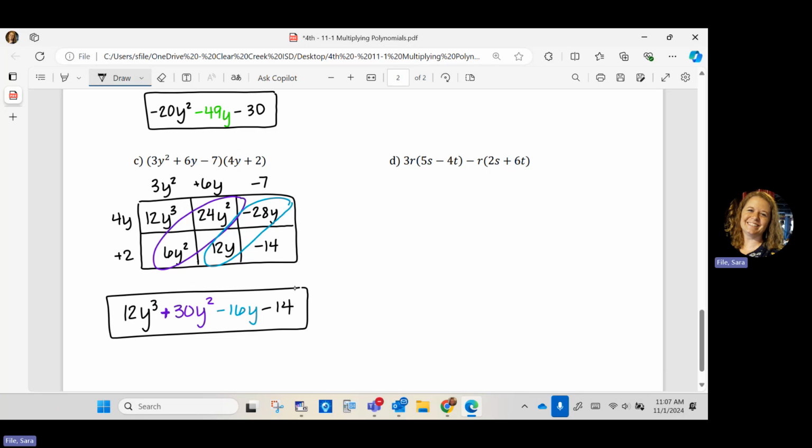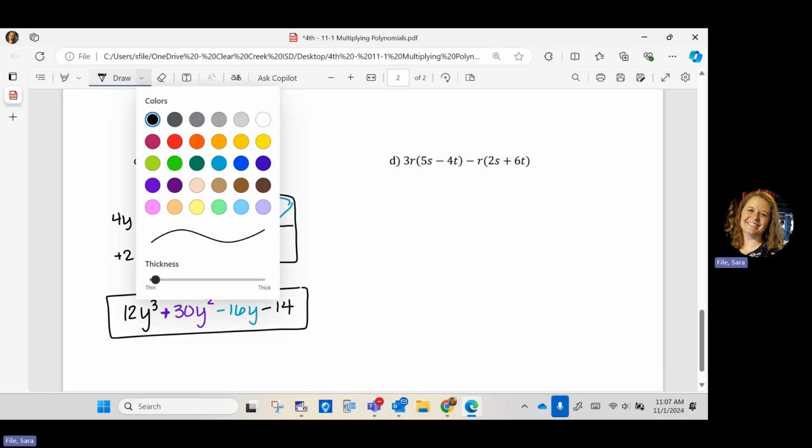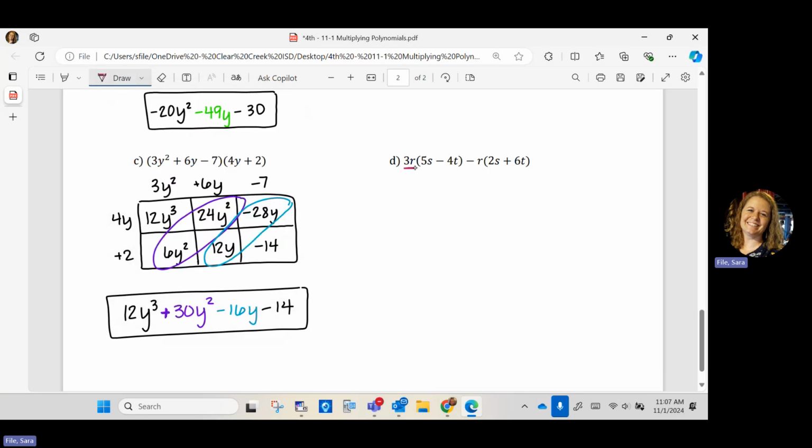Now D does not need a box method because notice the parentheses are not butted up to each other. They're not being multiplied. There's a minus in between here. Okay, so I'm not multiplying this stuff by this stuff. Now, there is some multiplication. You've got a monomial out in front of each of those sets of parentheses. So it's like what we did on the front where we have to just distribute the monomial into the polynomial.